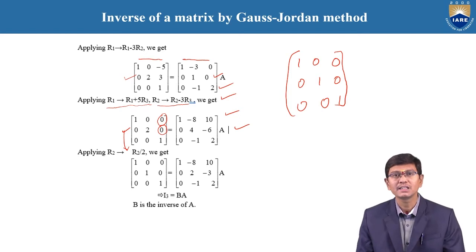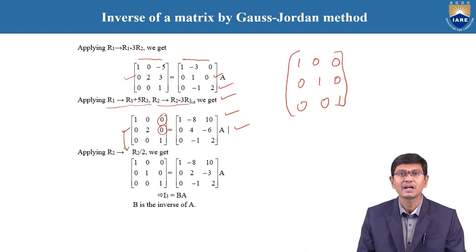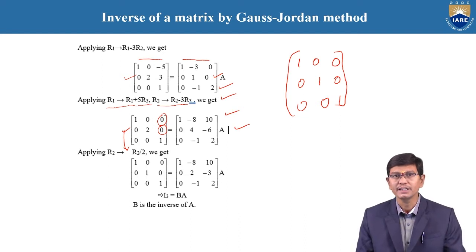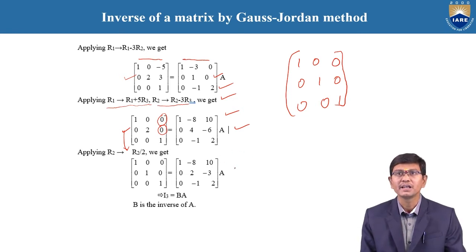Therefore, the LHS matrix is clearly reduced to the unit matrix of order 3, that is 1 0 0, 0 1 0, 0 0 1. And for the same row operation, when we divide R2 by 2, on the right side the first row we are not changing anything.